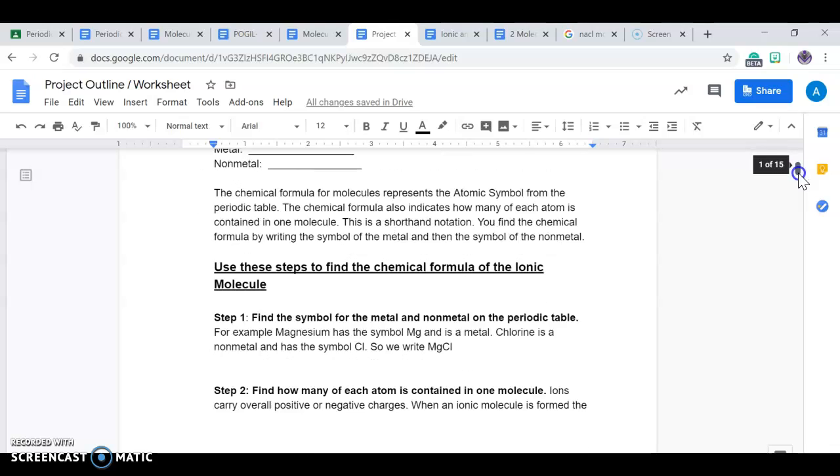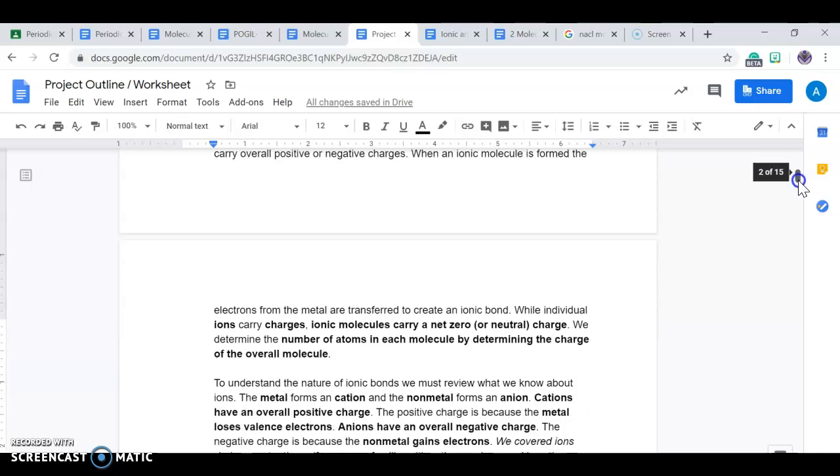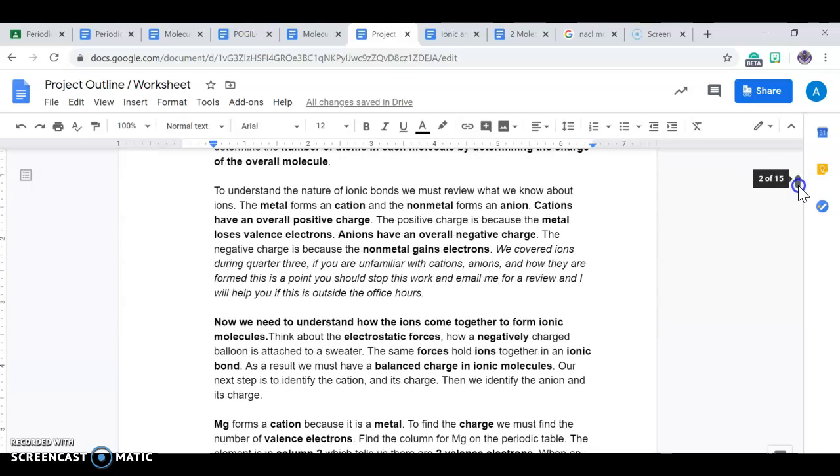All right. There's a step-by-step process. I use magnesium and chloride as the example. I walk you through identifying the cation and the anion. You should remember all that from quarter 3. If not, it might be hard, so you might want to jump out. It'll take you a little longer. You'll have to set up a one-on-one, and we can go over it together.